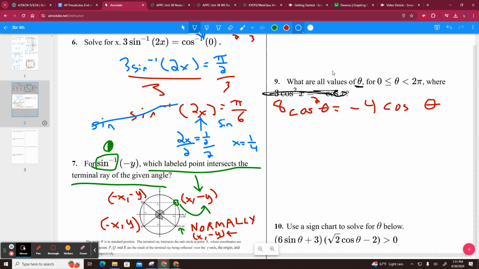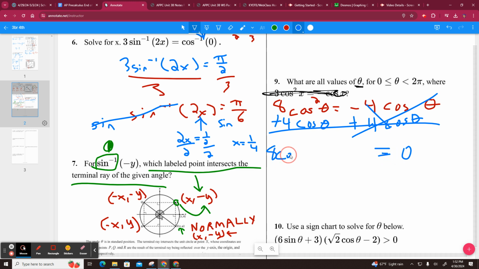Okay, so remember, on ones like this, you can't just divide by cosine on both sides. That seems convenient, but it's going to leave an answer out. You got to get all your trig functions to a single side. So I need to add 4 cosine on both sides with the goal of factoring out something for cosine theta. So these are just going to cancel each other out, and I'm going to be left with 8 cosine squared theta plus 4 cosine theta equals 0.